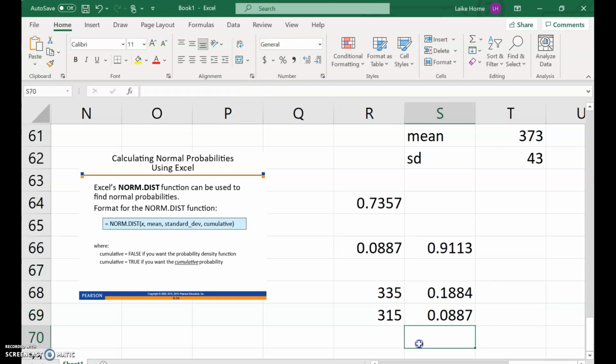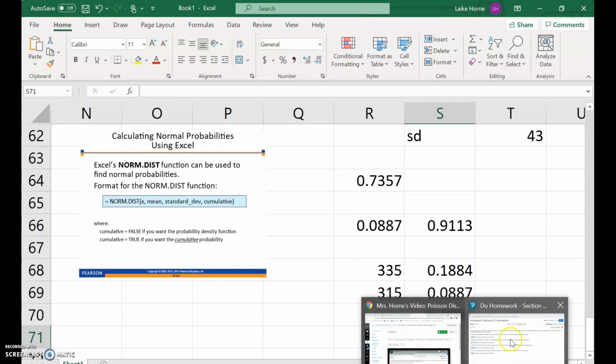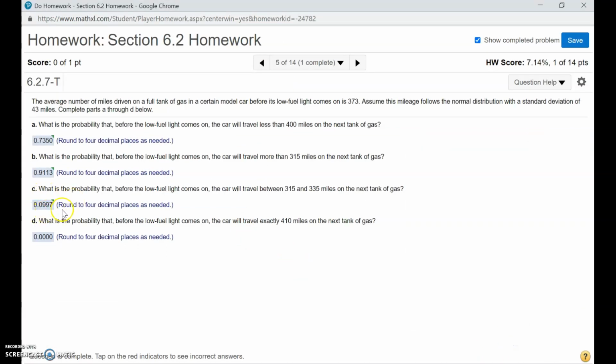Now we're going to take the area of the larger and subtract out the area of the smaller, and that will give us the area of the in-between. So we get 0.0997. All right, for the next one, exactly 410 miles.